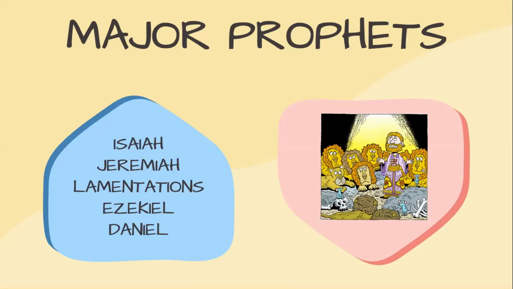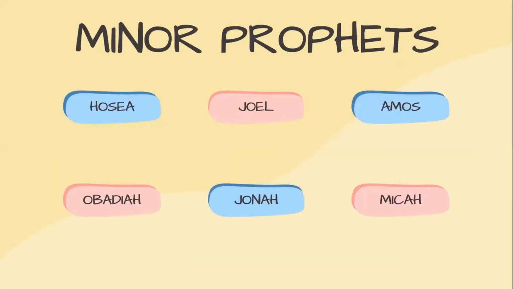And we're now going to head into what we're learning for today. We're learning some of the books of the minor prophets. So we have Hosea, Joel, Amos, Obadiah, Jonah, and Micah. Let's say that one more time together. Hosea, Joel, Amos, Obadiah, Jonah, and Micah.